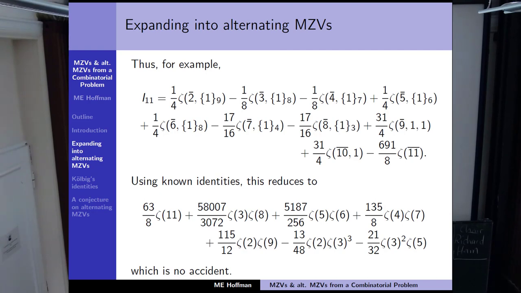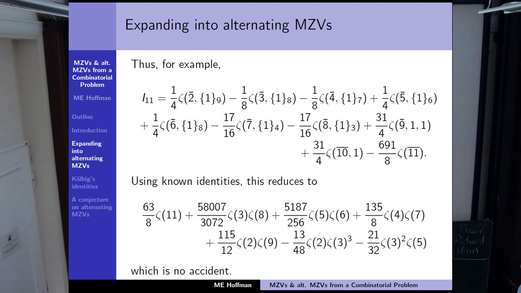And then 691 came up. Well, okay. Had to be Bernoulli numbers somehow. All right, so that's I11, written out as a sum of alternating ones. Does it reduce to a polynomial in the ordinary zeta values? By golly, it does. There's nothing particularly attractive about the coefficients, but this is a polynomial in ordinary zeta values.